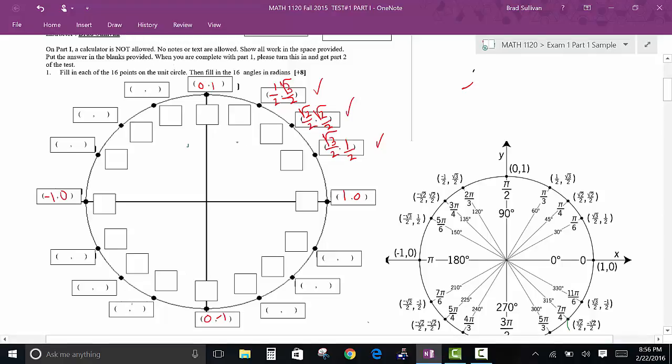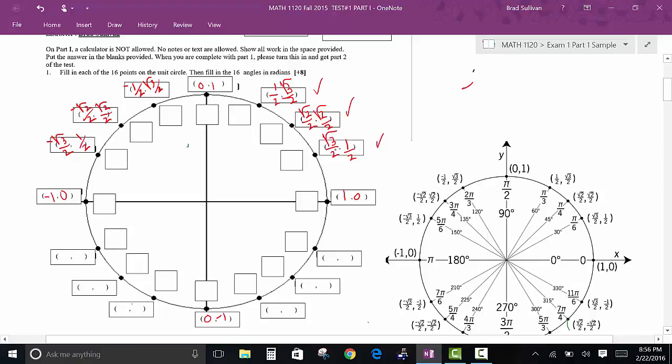And then what you can do to get the rest of these points is just move them over. So this point, when you move it over, the x value just goes to negative. So that'll be -1/2, square root of 3 over 2. This next point will be negative square root of 2 over 2, square root of 2 over 2. And then this point, move it over, the x value changes to negative, so that's negative square root of 3 over 2, 1/2, like that.